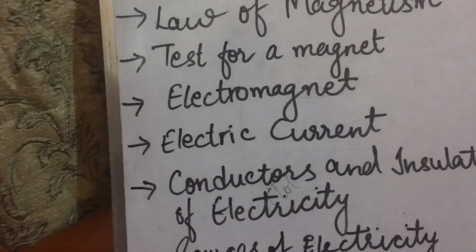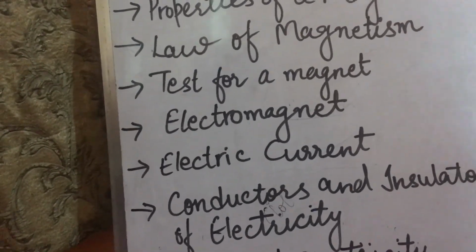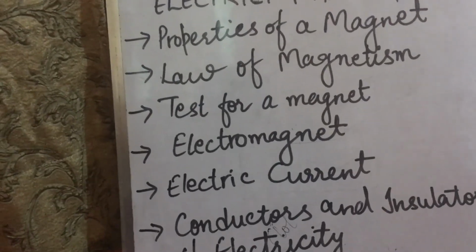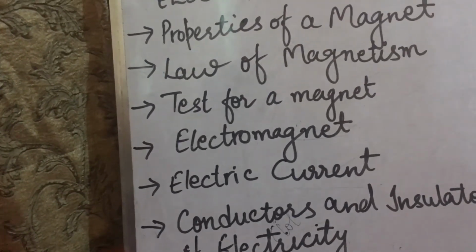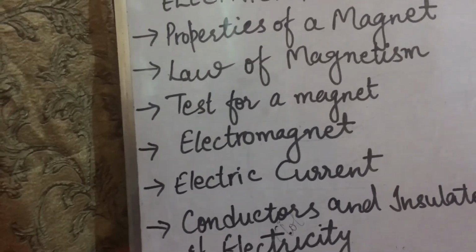The most commonly used cell is the dry cell, which we use in our torches, in our watches, in the wall clock, remotes, toys.